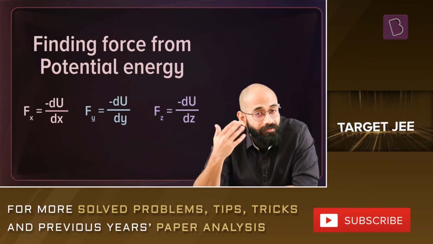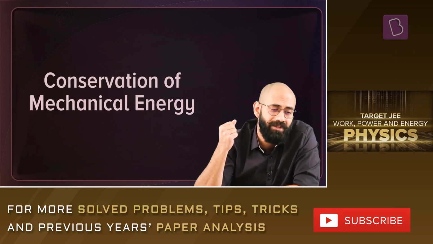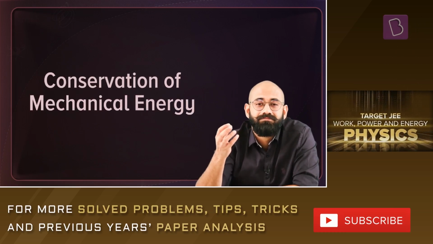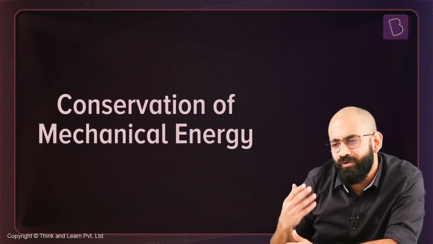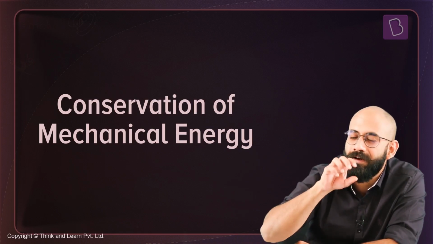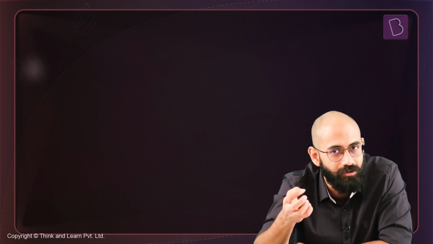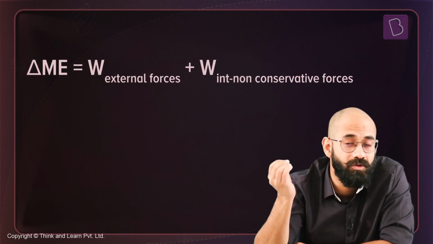What else? Of course, after this, there is the basic law, which is the conservation of energy, which basically states that in a system, energy can neither be created nor destroyed, and that the net initial energy should be equal to the net final energy. There is also another statement that is pretty common, which says that the net change in mechanical energy of a system is equal to the work done by the external forces plus the work done by the internal non-conservative forces.